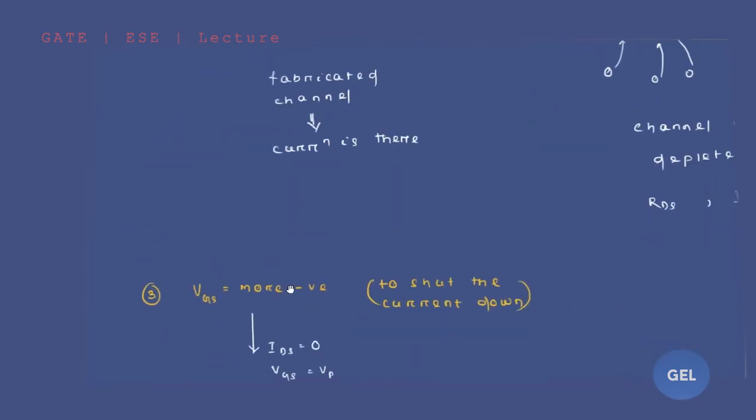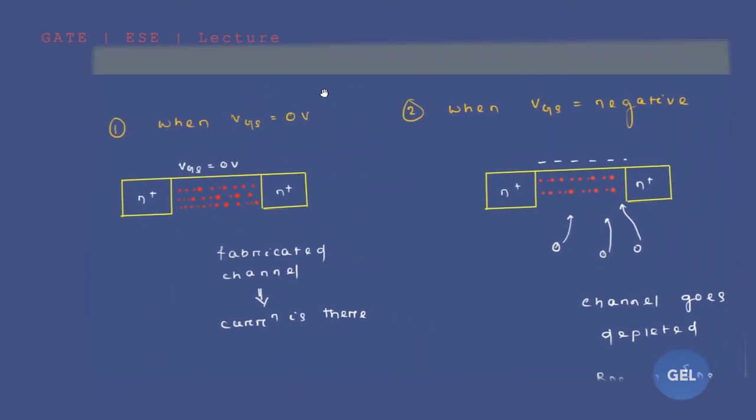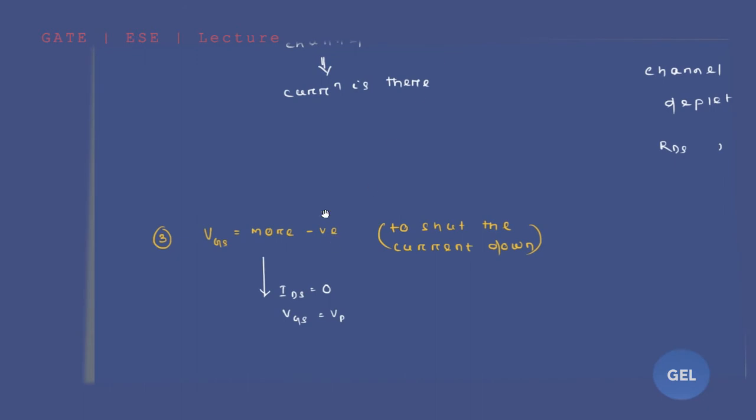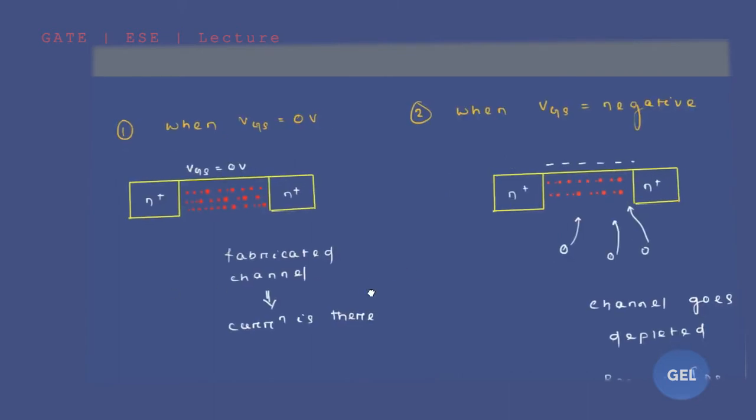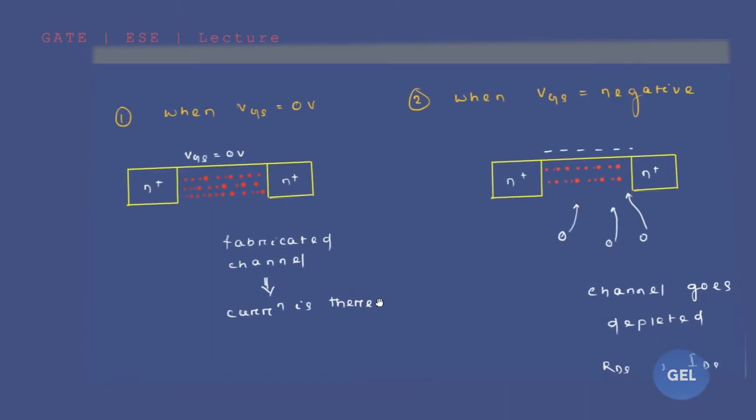We are still in the first case only, okay? But there will be different values. We'll see at 0 voltage, then we'll make it negative, then we're going to make VGS more negative, then in the fourth case we're going to make VGS more positive, and we're going to study the behavior of DMOSFET. Now look here, VGS at 0 volt, channel is already present. Fabricated channel is present, so current is there.